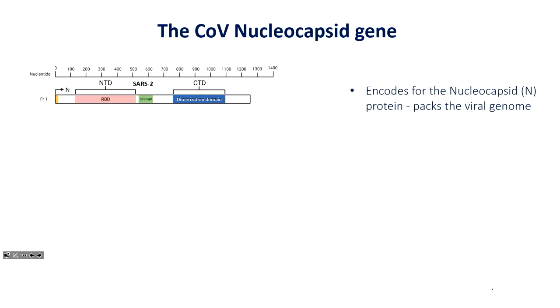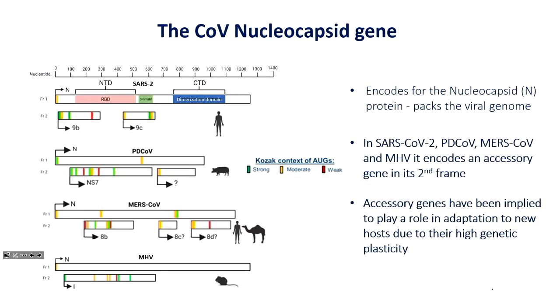But the reason I find it particularly interesting is because in SARS-CoV-2, in porcine delta coronaviruses, MERS-CoV, in MHV, and other coronaviruses, the nucleocapsid gene has been found to encode in its second reading frame accessory genes. And these diagrams here represent the genes of the viruses that I've just mentioned, and all the color-coded bars that you see are effectively the genomic coordinates of each methionine codon found within these open reading frames, color-coded according to their Kozak strength, or their likelihood of initiating translation. And in our lab, we're very interested in accessory genes because they have been implied, not by me, but by other scientists, to play a role in adaptations to new hosts whenever a host jump event occurs.